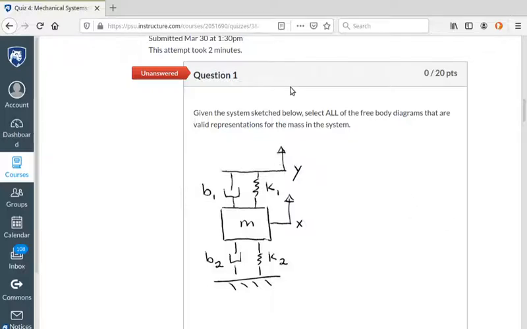Hello, welcome to the first of the reviews of these digital online quizzes that we've had. So this is quiz 4, the mechanical systems quiz. I just thought I'd go over it quickly and talk about the correct answers and why they are what they are.